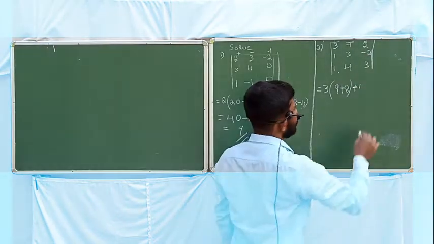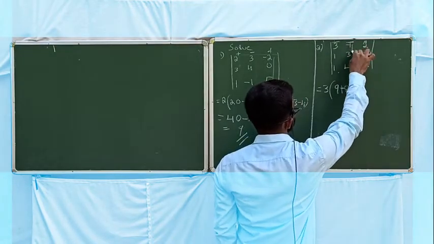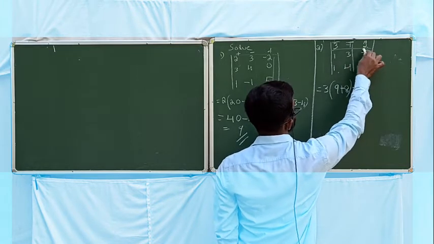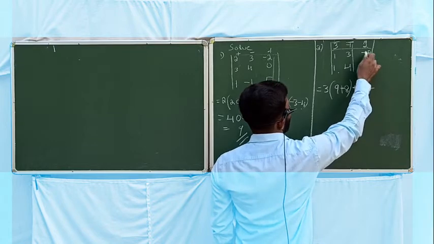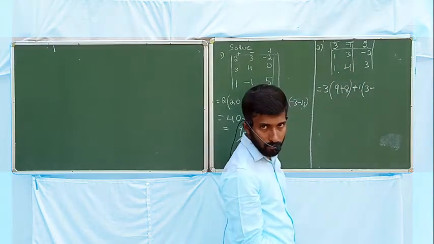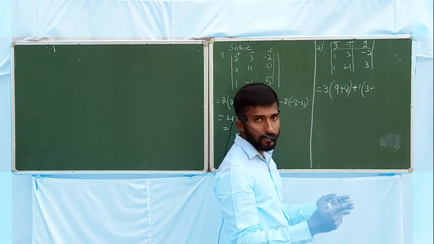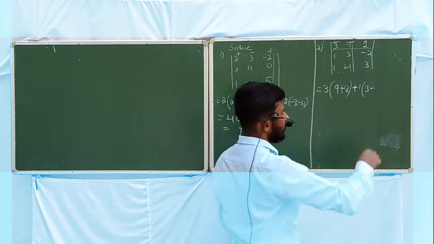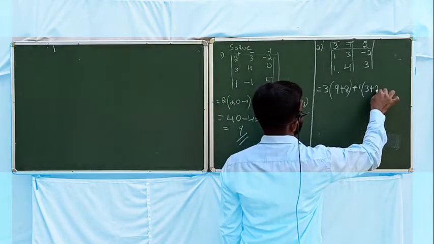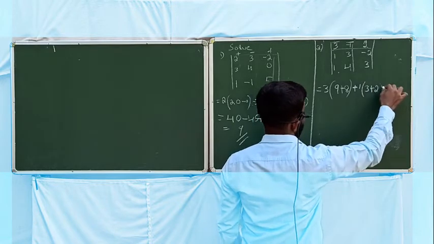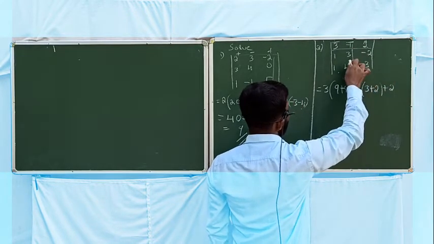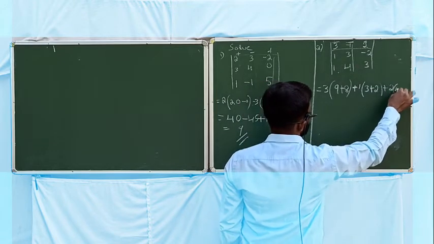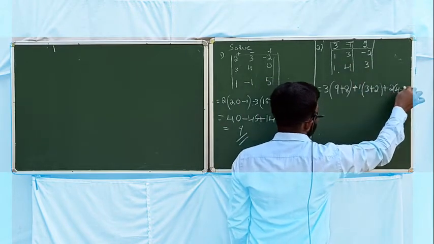Into second entry, see, delete the second column and first row. 3 into 1 is 3. Minus, minus 2 into 1 is minus 2. The formula itself one minus is there. Minus 2 into minus 1, it's equal to plus 2. Then last entry, plus 2 into, delete the third column and first row. 4 into 1 is 4. 3 into 1 minus 3.